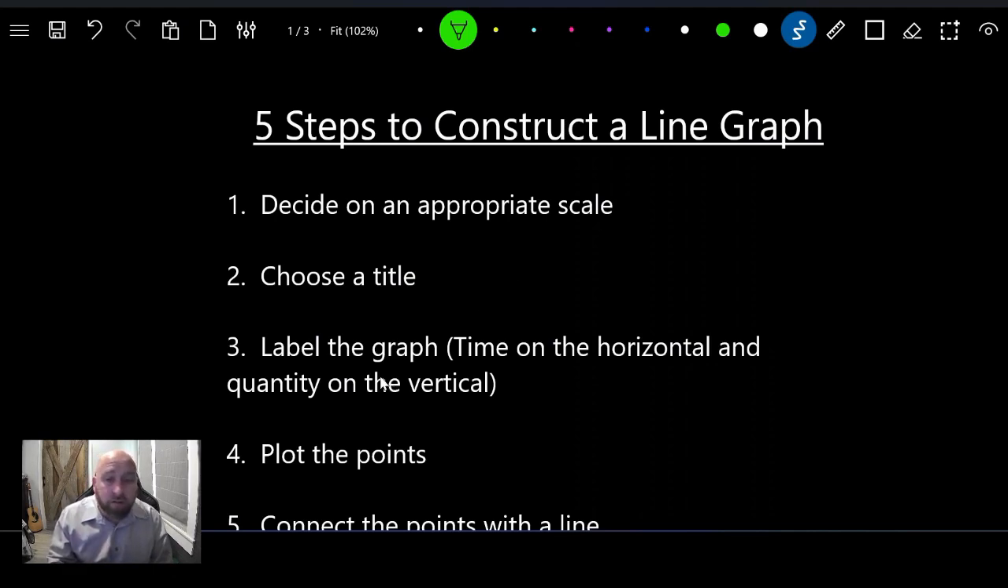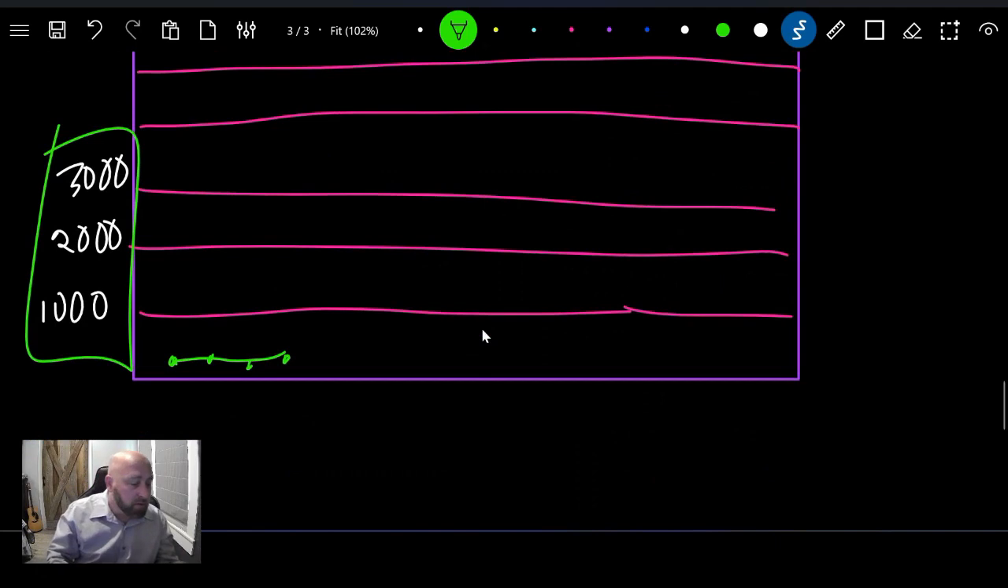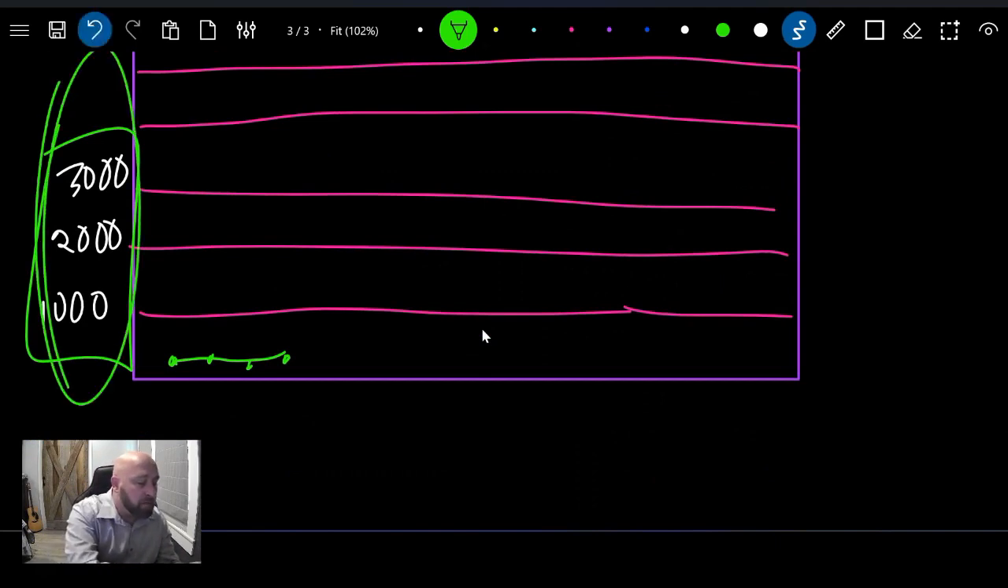All right, next we want to label the graph. Okay, so the up and the down, right, that we were doing on a vertical up and down scale. So let's go back down here to this right here. So this would be our vertical up and down scale.